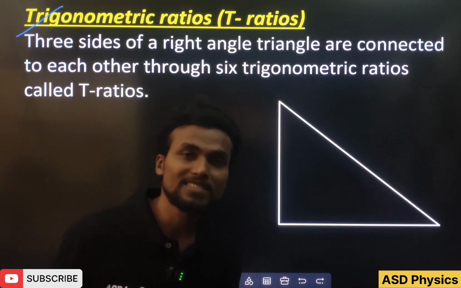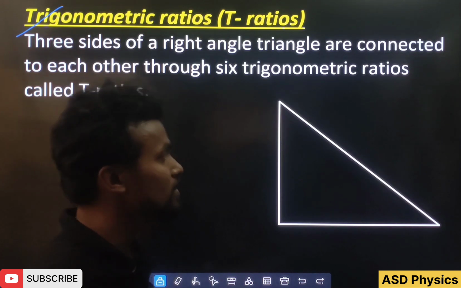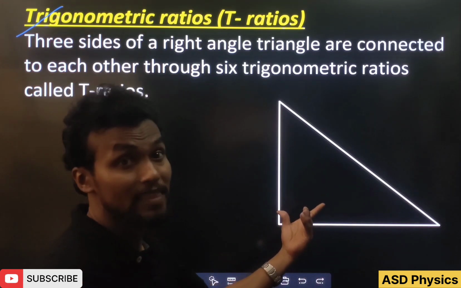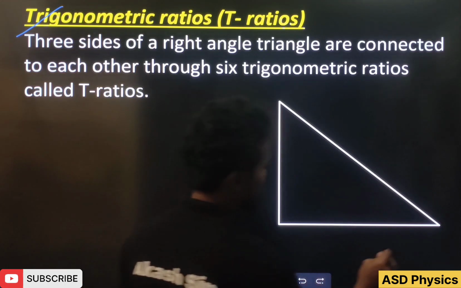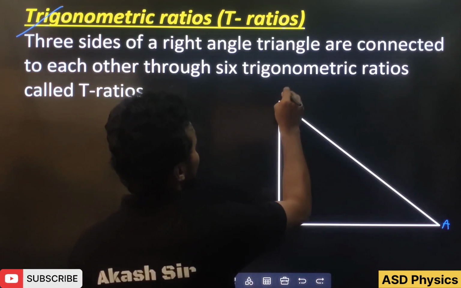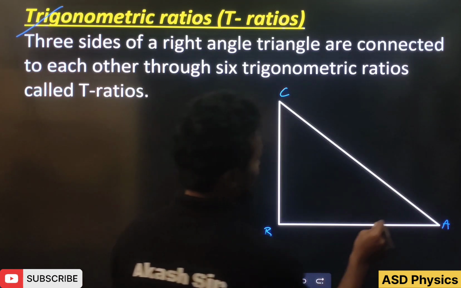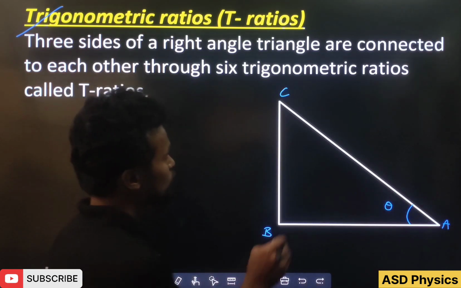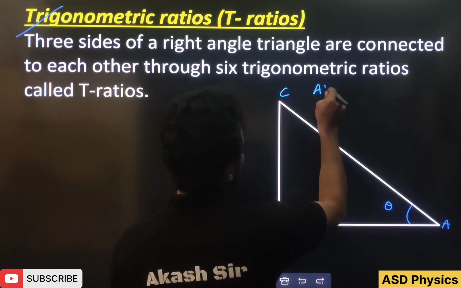This trigonometry is important, actually it is valid, for which kind of triangle? Right angle triangle. So see here please. Here I have taken A, this I have taken B, and this I have taken C. Okay. And let's take this angle is theta here.